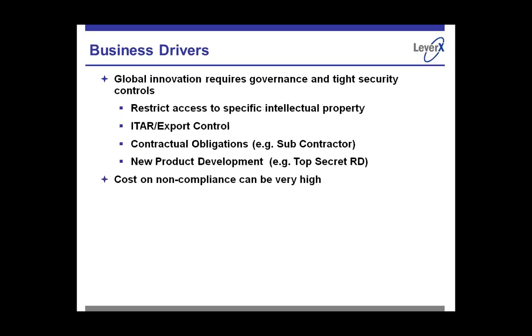When we talk about business drivers, we look at companies that are doing business across the globe, and you need to be able to restrict your access to your data and tighten it down for a variety of reasons. This includes restricting access to your specific intellectual property. So if you're developing new things, you want to restrict the access to make sure that only certain people can gain access to that.